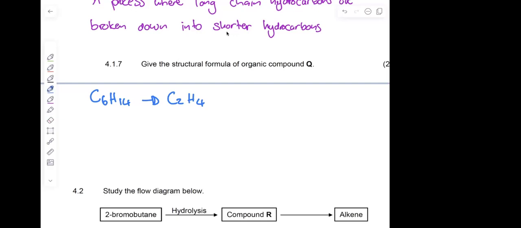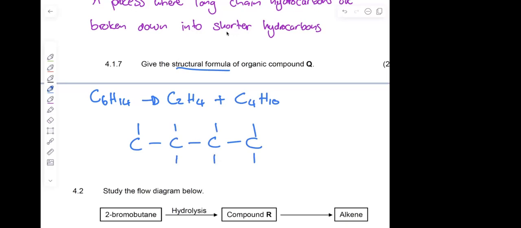So again, we've got compound Q being C4H10, right? Butane. But again, remember, they wanted the structural formula, so we have to draw it out. So 1, 2, 3, 4, 1, 2, 3, 4, 5, 6, 7, 8, 9, 10. There we go. Hope everyone's happy with that there.